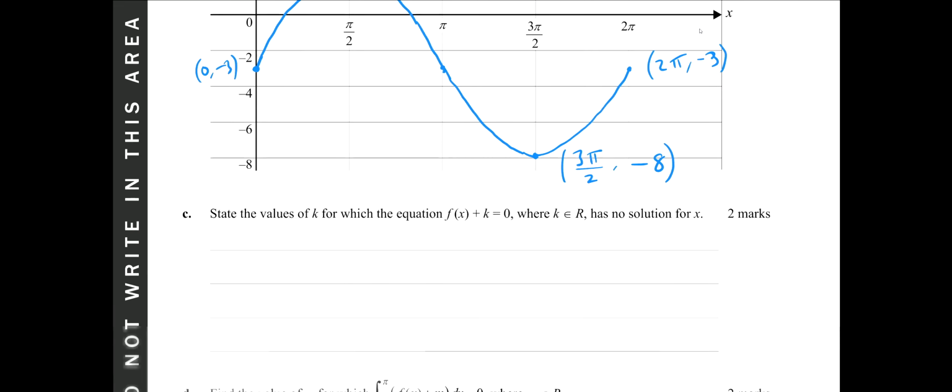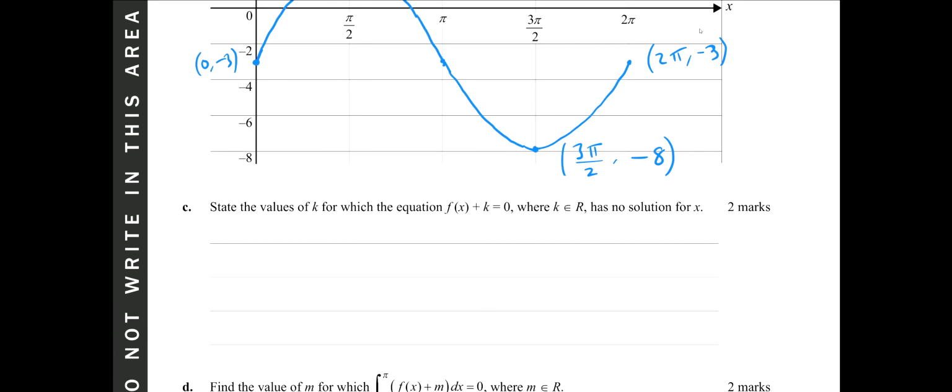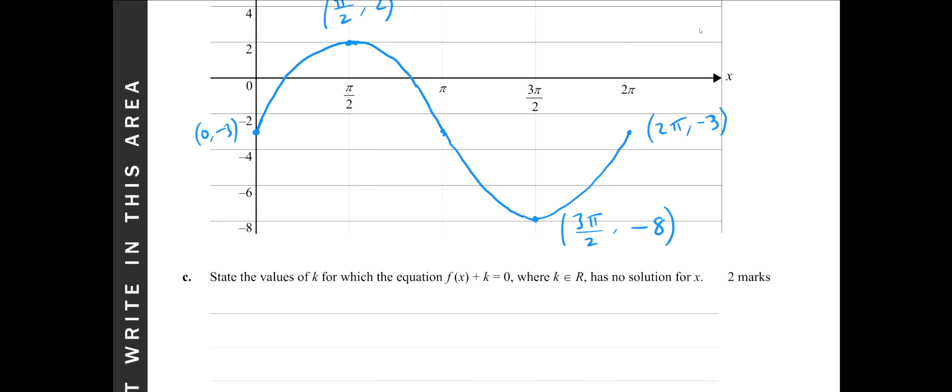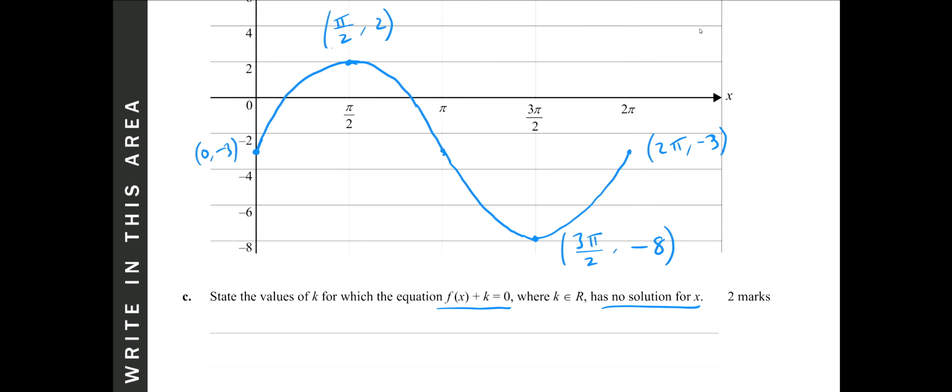Perfect. Okay, part C. State the values of k for which the equation f of x plus k equals 0, where k is an element of R, has no solution for x. So we're looking at f of x plus k equals 0, and we want no solution for x. Now, solving the equation f of x plus k equals 0 is basically the exact same as solving for the x-intercepts of that particular function. So k is a vertical translation. We want to apply a vertical translation and then find the x-intercepts. But not only that, we want no solution for that equation. In other words, we want no x-intercepts.